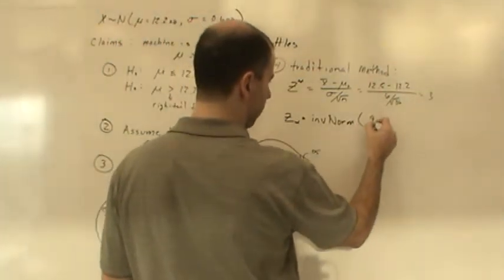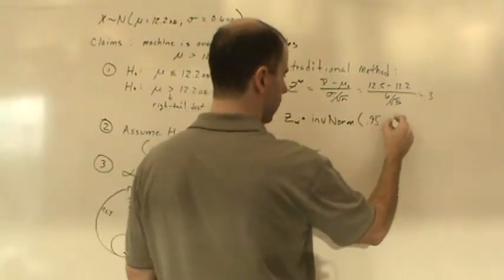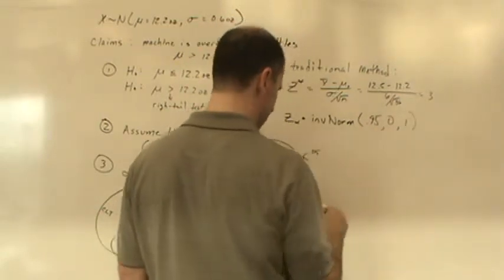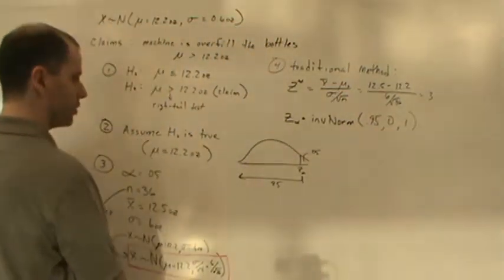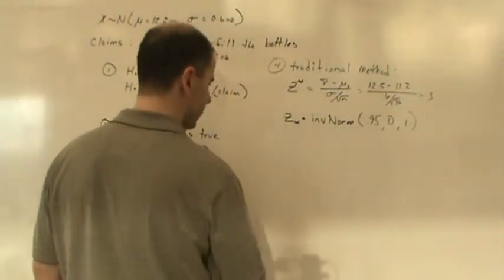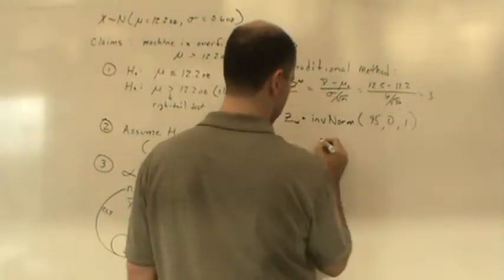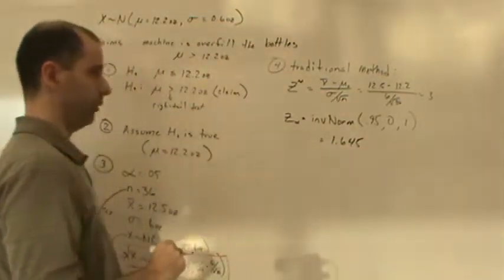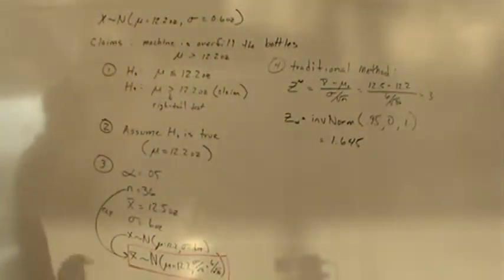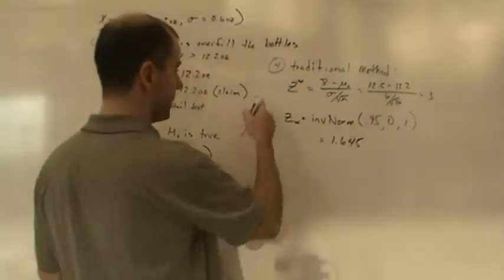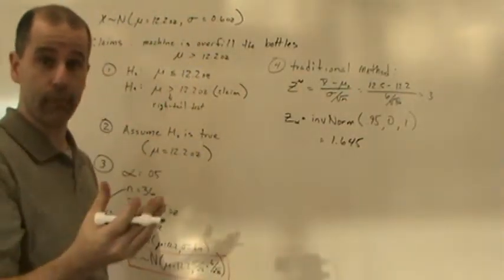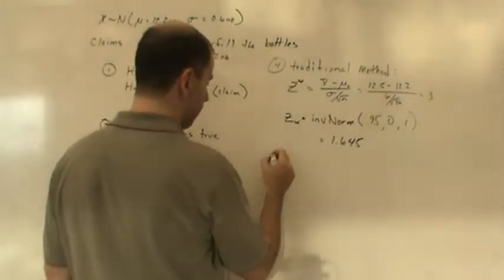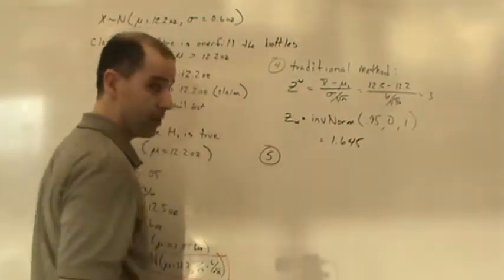So I'm going to put 0.95 here, followed by 0, 1, because it's a standard normal. And what does my z-score turn out to be? Well, it's going to turn out to be 1.645. Okay? And so now, this is step 4. Step 4 is doing my test. Step 5 is now doing the comparison.